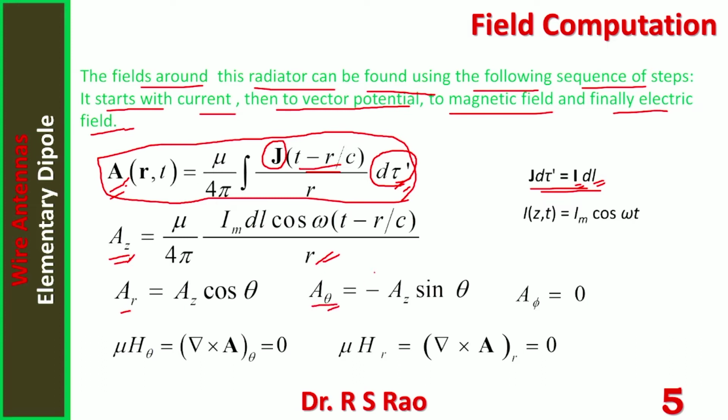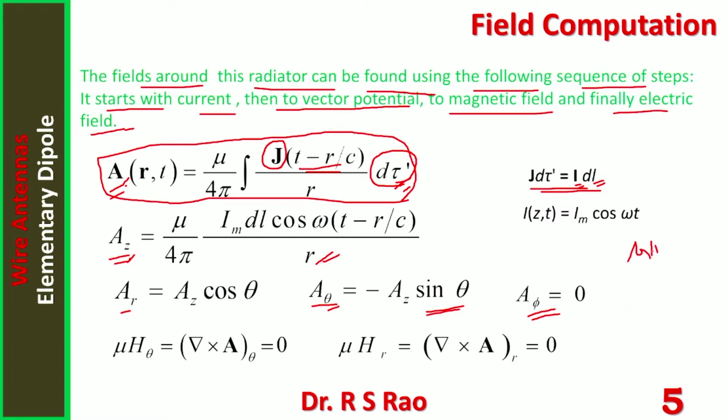In the previous slide, it is shown Ar is Az cos theta, A theta is minus Az sin theta. A phi is naturally 0. The reason for resolving Az into r, theta, phi components is we want to do the analysis in a spherical coordinate system. So we need to convert A into r, theta, phi components. And now A is related to H.